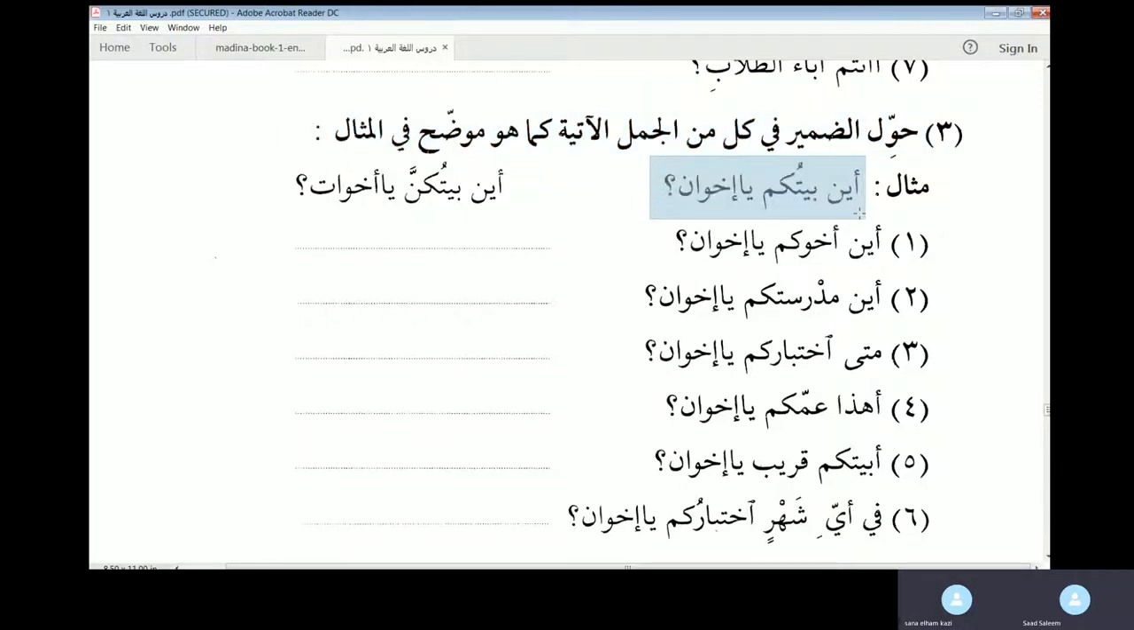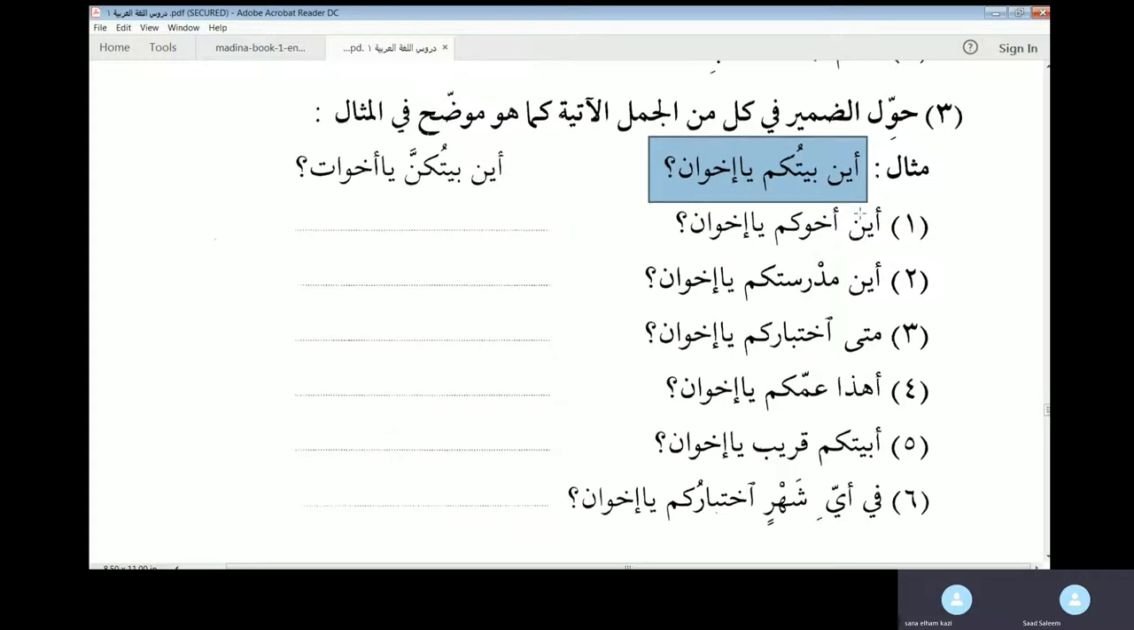Okay. Mithal: aina baytukum ya ikhwanu? Where is your house, oh brothers? Aina baytukunna ya akhawatu? Where is your house, oh sisters?